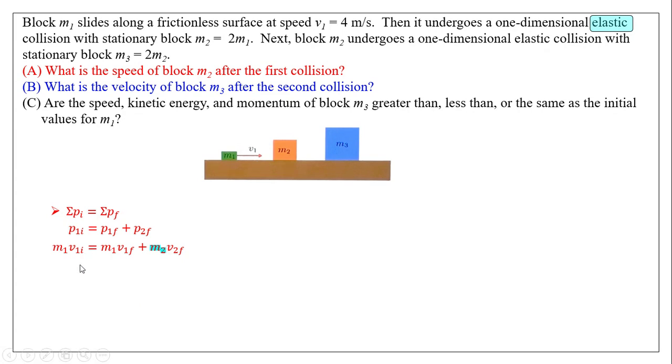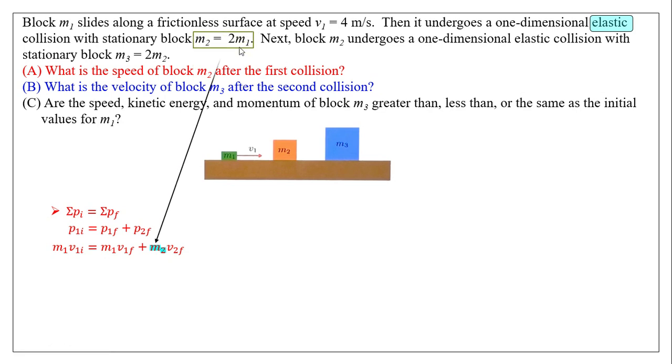All right. Other than that, I'm just going to break up P1I into M1V1I, and then P1F into M1V1F. Likewise with P2F, I want to break that into M2V2F. But you notice here I highlighted M2 because in the problem, the mass wasn't really given. However, it is given in terms of the other. For example, in this one, M2 is 2 times M1, whatever M1 is. So it's twice as massive, okay?